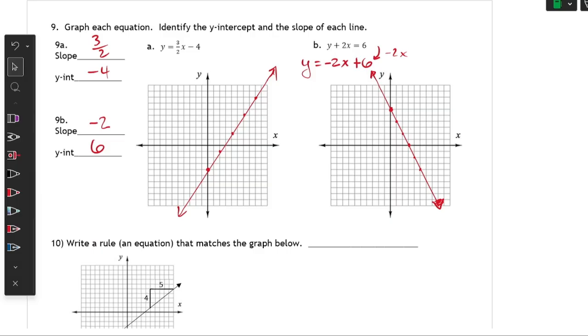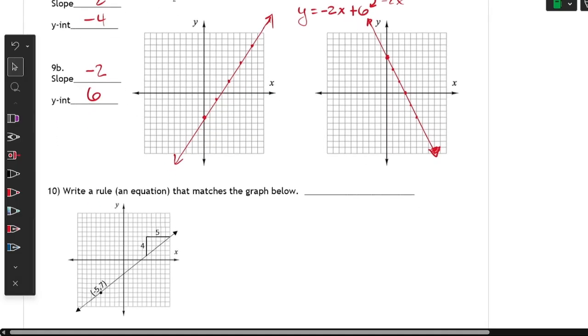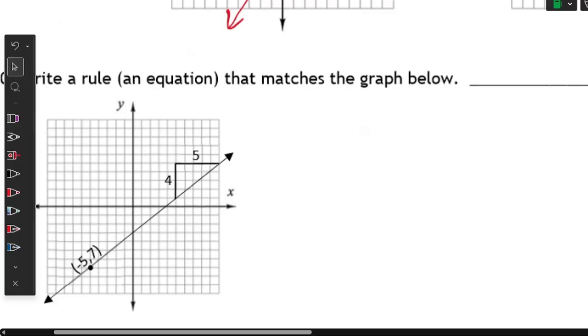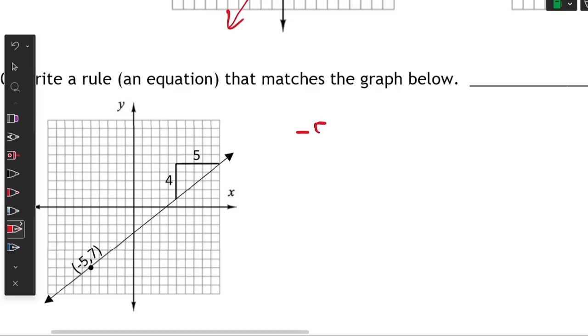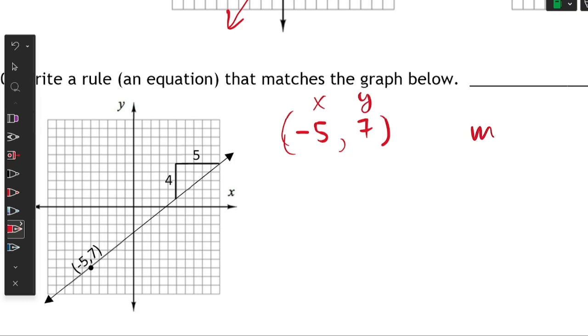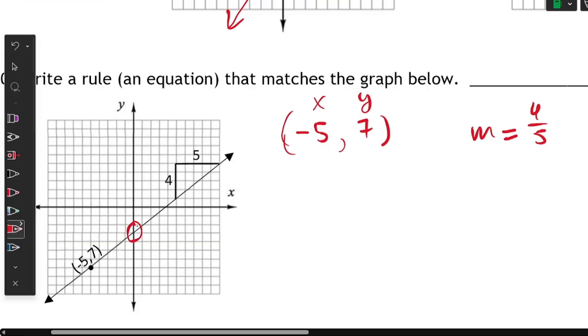We are asked to write a rule, an equation that matches this graph below. So on this graph, one of the things that I see is it goes through the point where x is -5 and y is 7. So am I right? Hey, this is an x and this is a y. And I have a slope, an m value, of 4/5. Now I look at this and it looks like it's going through a very nice spot, right? It looks like I can clearly see what that point is. Or can I? Could it be that it's actually close to that, but it's actually not that value? So I'm not going to risk it.